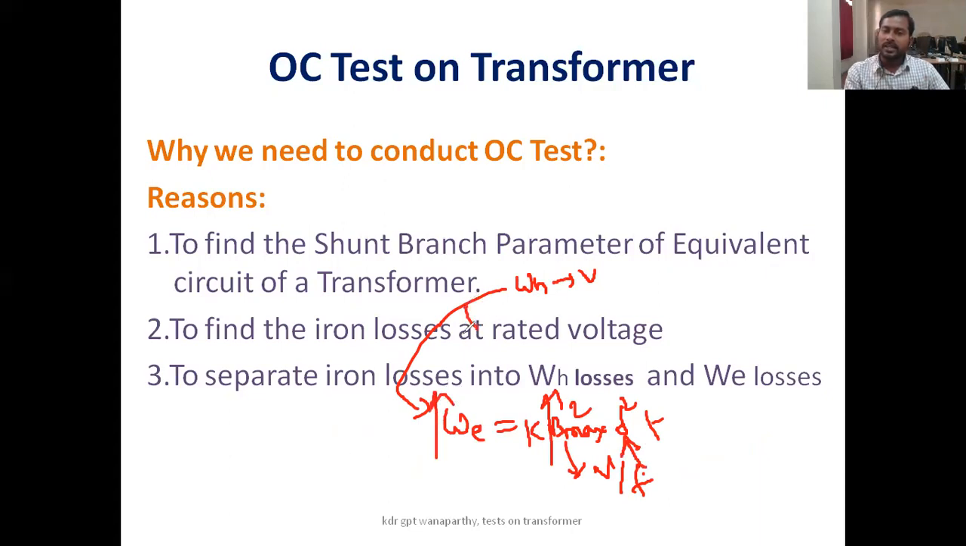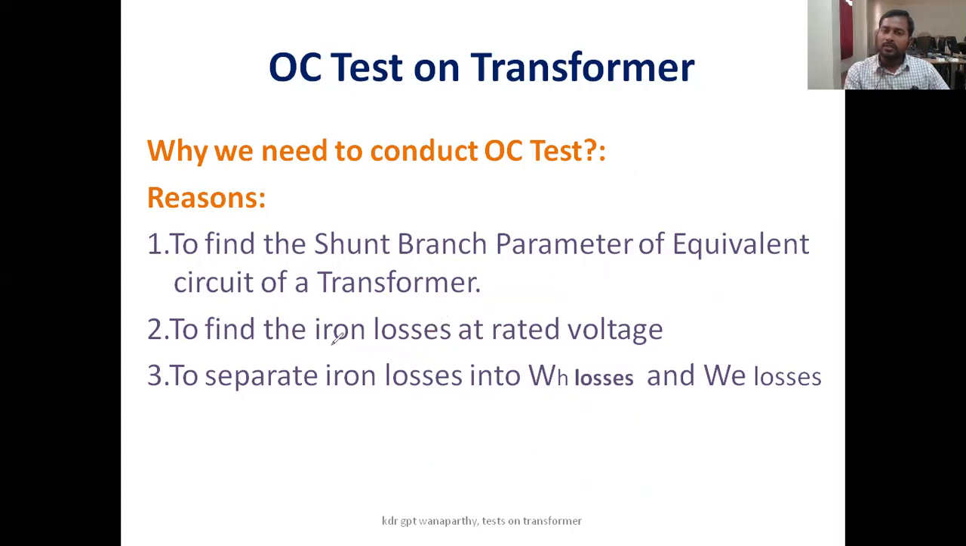So these eddy current losses, which are part of the iron losses, also depend on voltage. That's why the total iron losses, which are nothing but eddy current losses and hysteresis losses, depend on voltage only. For example, if the transformer is rated at 200 by 300, the maximum voltage is 300. This is the rated voltage.